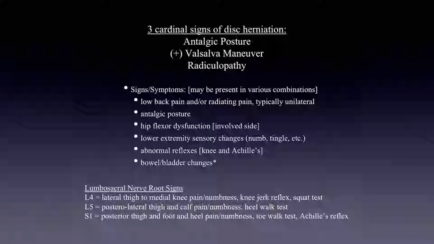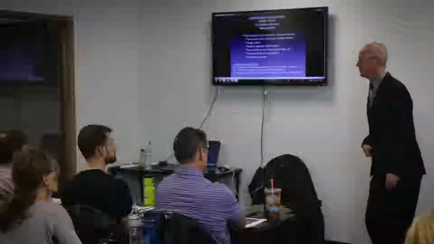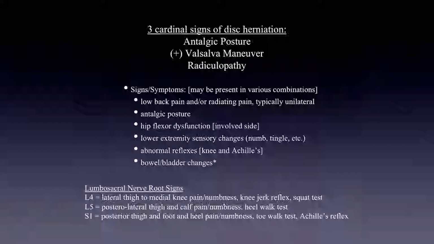The signs and symptoms that may be present: you can have low back pain or not. You can have pain radiating down the extremities, one or both, though typically it's unilateral. The antalgic posture is there. There's usually going to be a hip flexor dysfunction. The hip flexor on one side is probably going to be really tight and pulling, so you're going to see that hip flexed and they'll walk with it flexed. Also lower extremity sensory changes, abnormal reflexes through the knee and the Achilles, bowel and bladder changes.